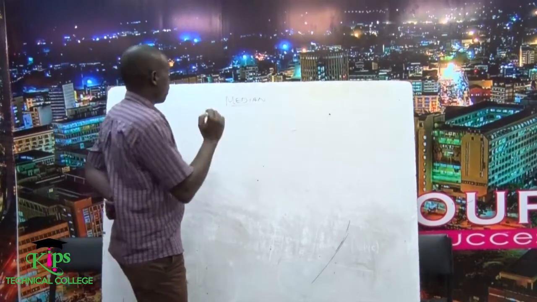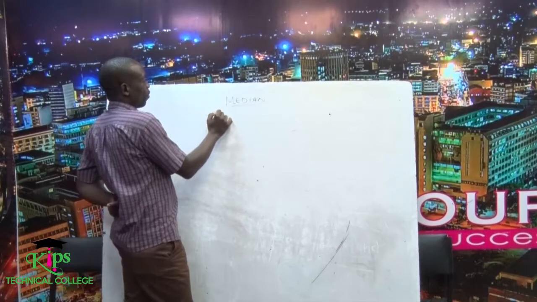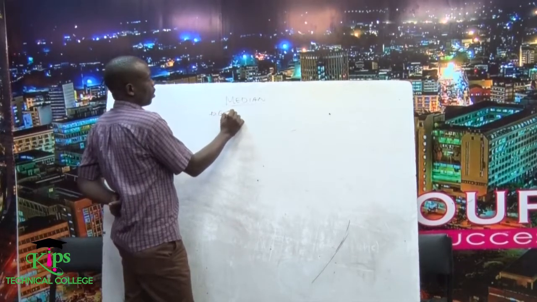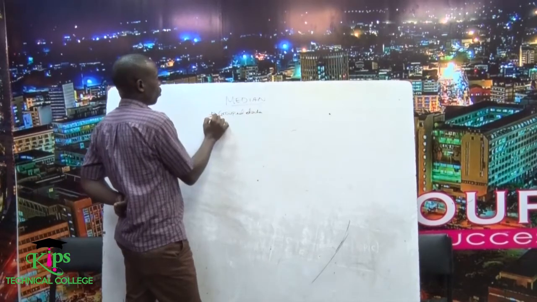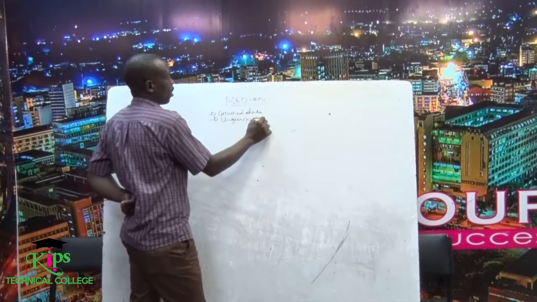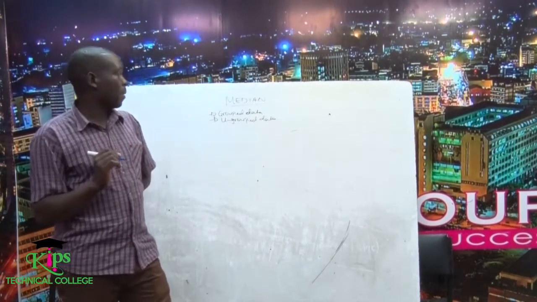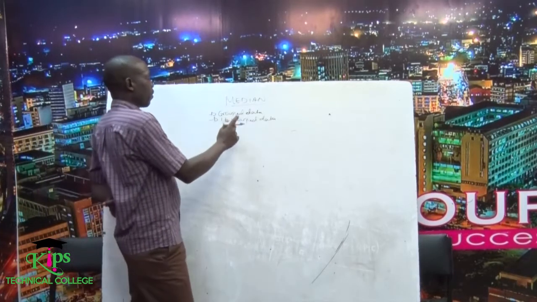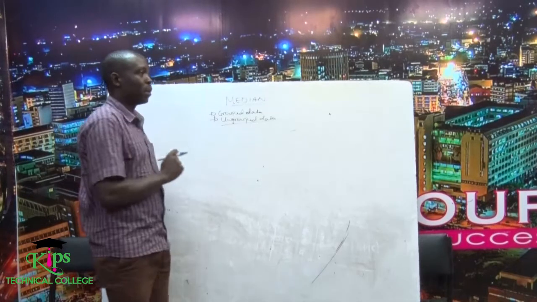Remember, we have two types of data: the grouped data and the ungrouped data. I want to start by explaining how we get the median from the ungrouped data. How do we get the median from the ungrouped data?